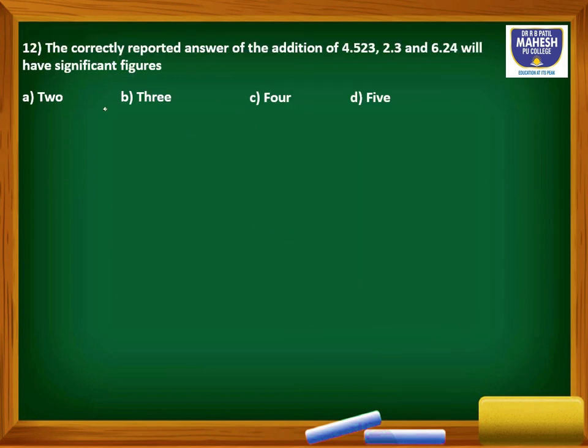Next question. The correctly reported answer of the addition of 4.523, 2.3, 6.24 will have how many significant figures? Final answer, we have to write 3 here, 6 here, this is 0, here 1, we have 5, 6, 7, that is 13.063 we have.